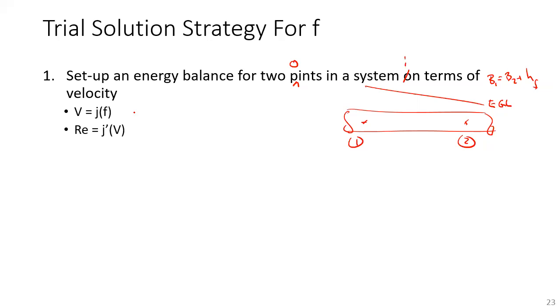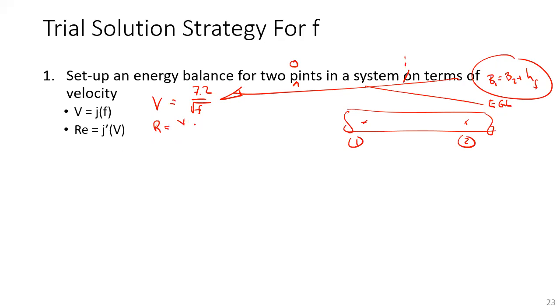So these are just two functions. For example, V is equal to 7.2 over the square root of F. That is velocity as some function of F, right? That's all it is. And something like that would come out of an energy balance. I'm telling you that. And again, next time we're actually going to come up with this. That 7.2 is just a number I picked out of the air. Depending on the problem, it's going to be different. And then again, Reynolds number is velocity times diameter over kinematic viscosity.